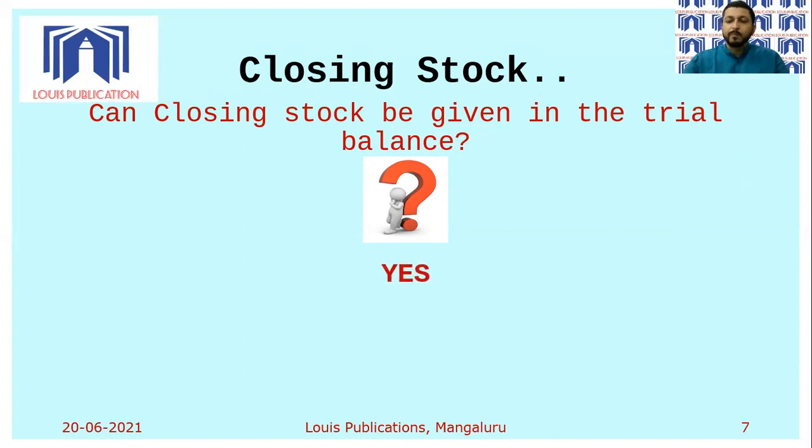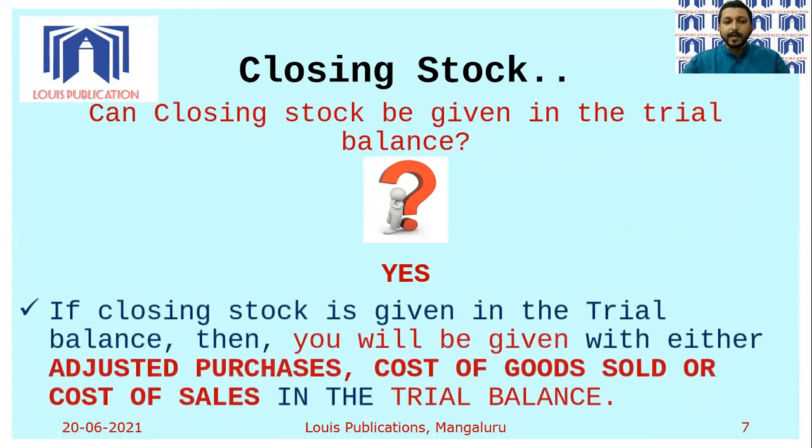Closing stock can appear in the trial balance, but you won't be given opening stock. You won't be given purchases in the trial balance. Rather, you will find items like adjusted purchases, cost of goods sold, and cost of sales in the trial balance. So point to note, if closing stock is given in the trial balance, then we will be given either adjusted purchases, cost of goods sold, or cost of sales. So the item names will be these. Item name will not be opening stock. It will not be purchases. Remember this. Rather, it would be adjusted purchases or cost of goods sold.